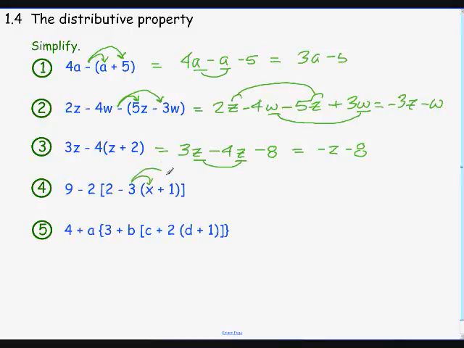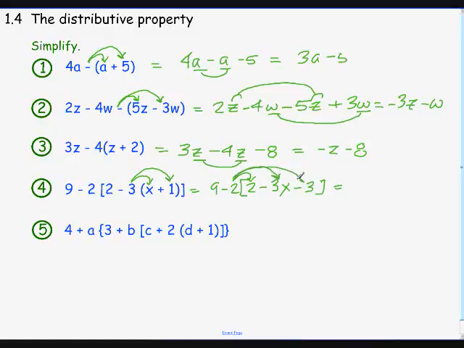We start from the inside out. Remember that? You always deal with the innermost parentheses first. So this equals 9. And I'm not going to do anything with this bracket yet. I'm just going to deal with what's inside the parentheses. So I'll have negative, these are both positive, they're going to both become negative. So negative 3x, negative 3.